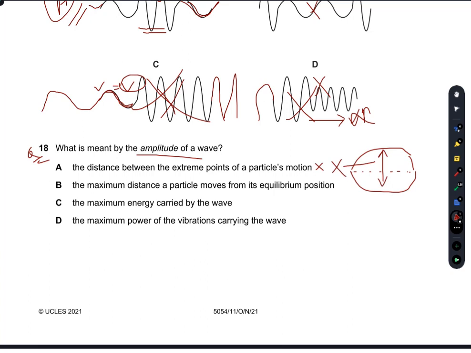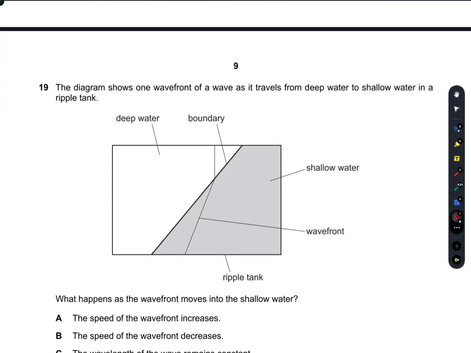The maximum distance a particle moves from its equilibrium position. This distance here is the maximum distance the particle moves from its equilibrium position, and this is the amplitude. So B is true. The maximum energy carried by a wave, no. The maximum power of vibrations carrying the wave, no. B is your right answer.